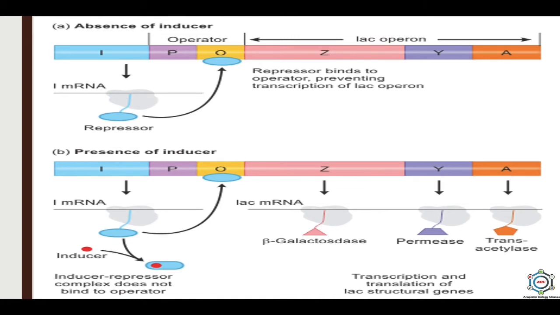Lac operon is one of the most studied operons of the E. coli. This codes for key enzymes involved in lactose metabolism. First enzyme is galactoside permease or lactose permease. It transports the lactose into the cell across the membrane. Second is beta-galactosidase, which hydrolyzes lactose to glucose and galactose. And the last is thiogalactoside transacetylase.